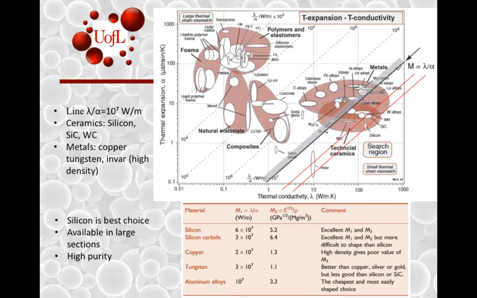If you wanted to build something that is cheaper and much easier to shape, aluminum alloys here won't have the quality of our silicon or silicon carbide, but they will be much cheaper.